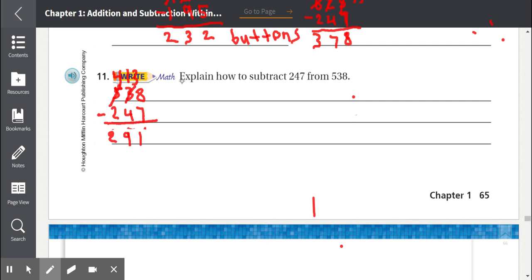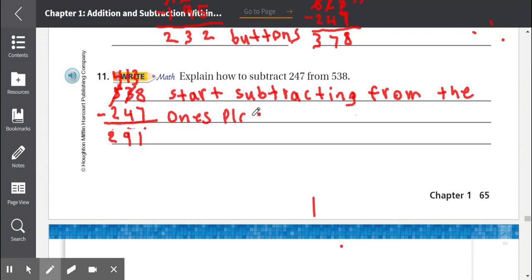Okay, so the steps we did was start subtracting from the ones place. Then tens. And then the hundreds.